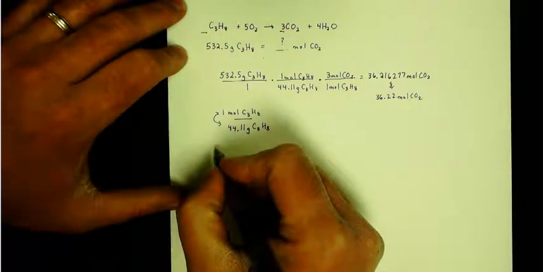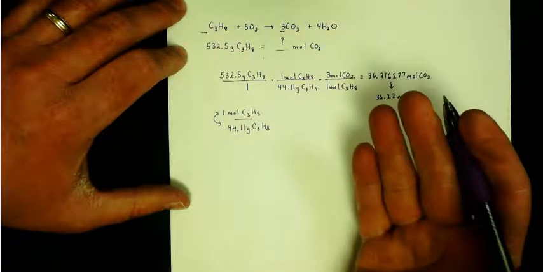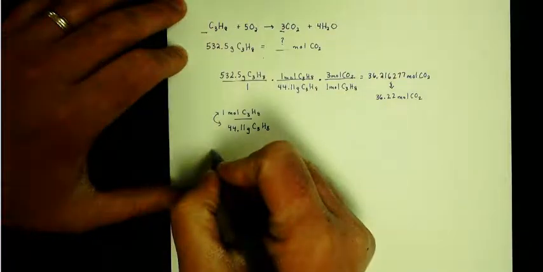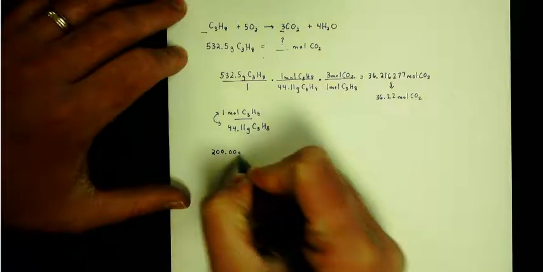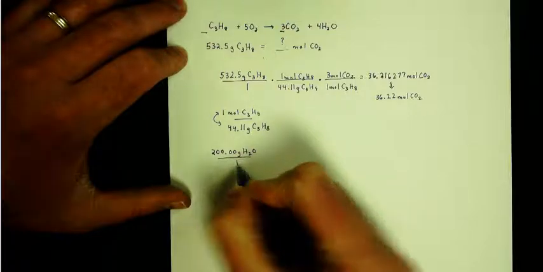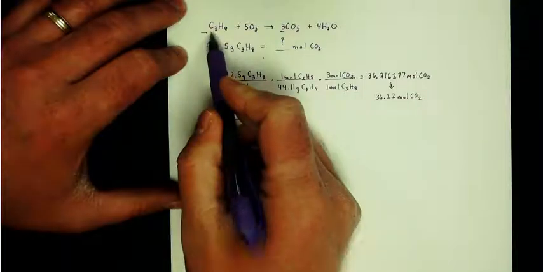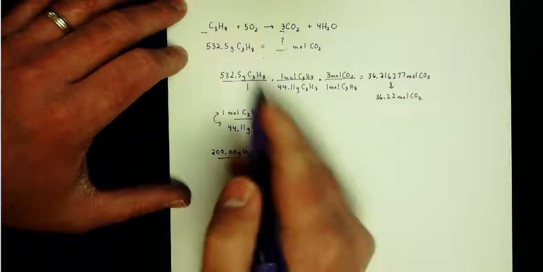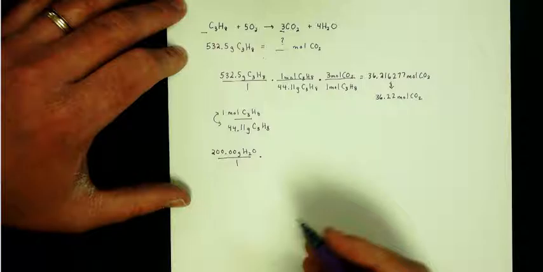So say you want a glass of water that's got 200 milliliters of water. 200 milliliters of water has a mass of 200 grams. So if you want 200.00 grams of high quality H2O to drink, how many grams of propane are you going to need to burn to make this many grams of water?